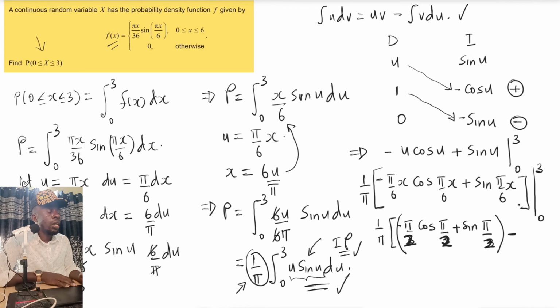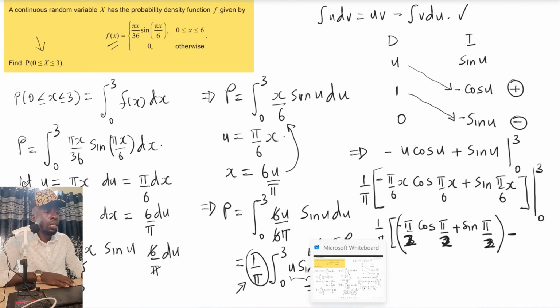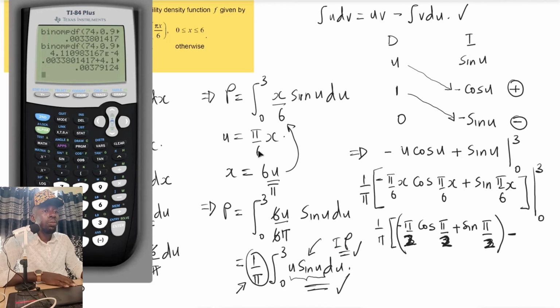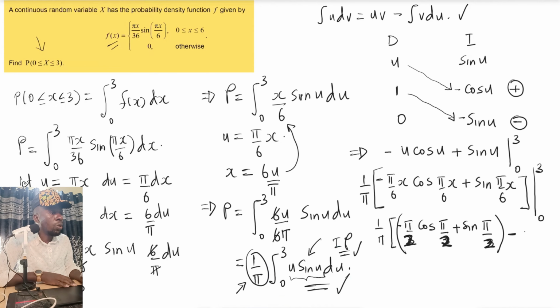And here, if we put 0, we get sine of 0. So what is sine of 0? We have a calculator here. Sine of 0, we know for sure is also 0. So if we put 0, it means the whole quantity is 0.